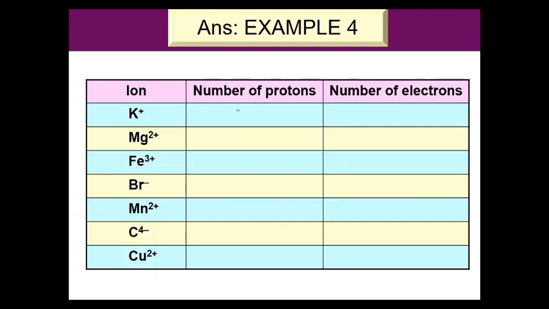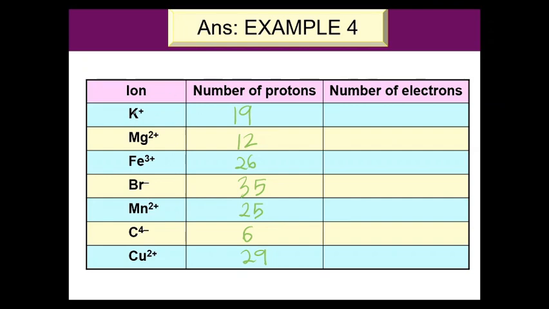For K plus, the number of protons is 19. For magnesium, it is 12. Iron is 26. Bromine is 35. Manganese is 25. Carbon is 6. And copper is 29. So you just have to work out the number of electrons when you are given the ion.